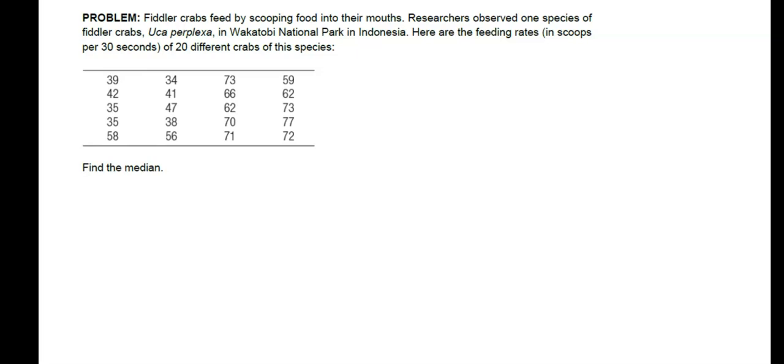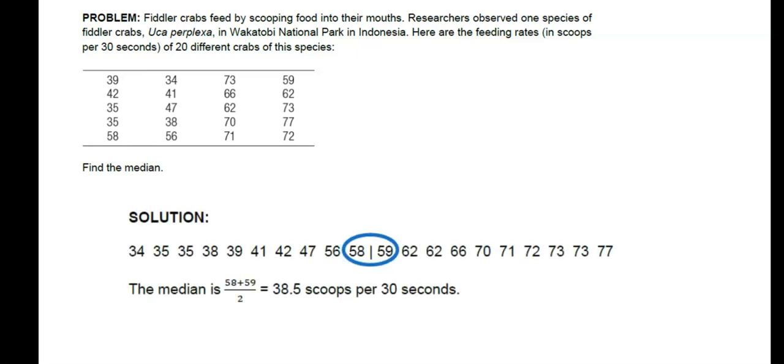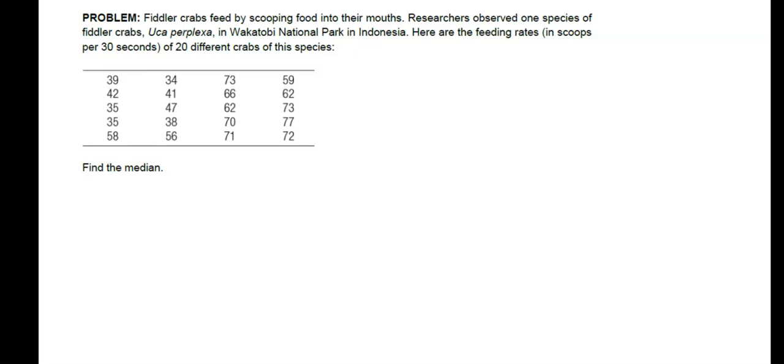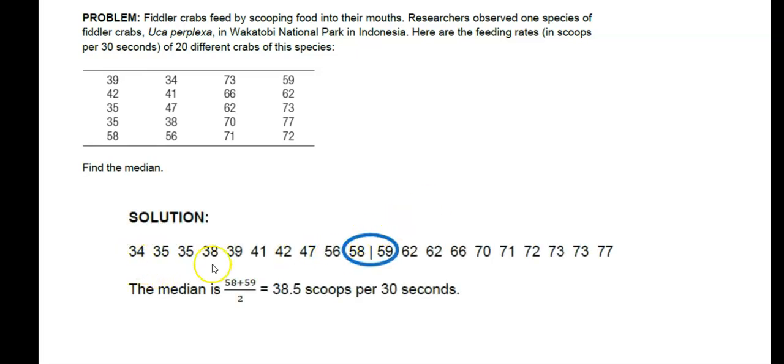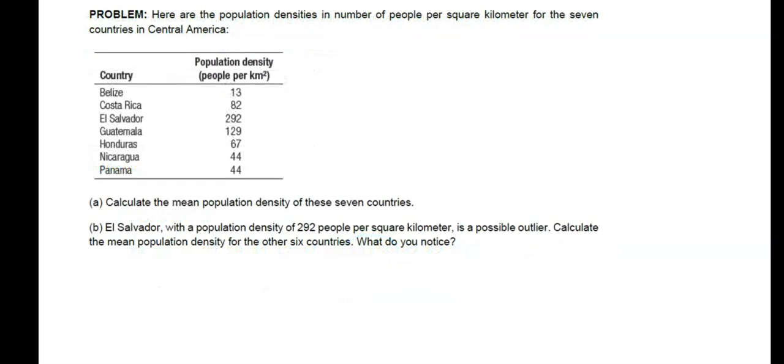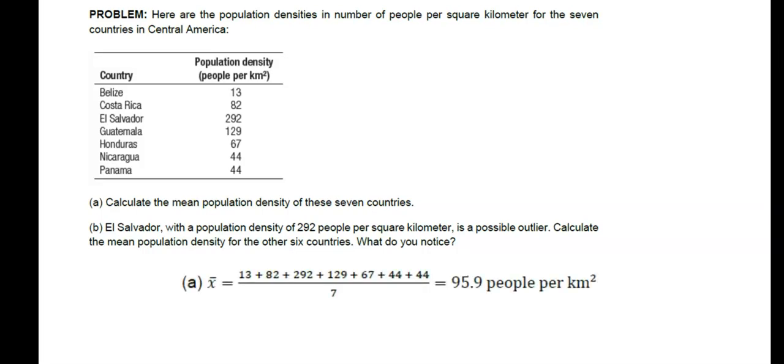Let's just do a couple of examples here. Find the median. You have to order the numbers first. Find the two middle numbers. Remember, since there were 20 different crabs, 20 divided by 2 is 10, so the 10th and 11th term. If you count from the left here, you'll see that the 10th and 11th terms are 58 and 59. You average those two, add them up, divide by 2 to find the median. Calculate the mean of this. You're just going to add them up and divide by the number of terms, in this case 7. And put it in context, always put the units there.